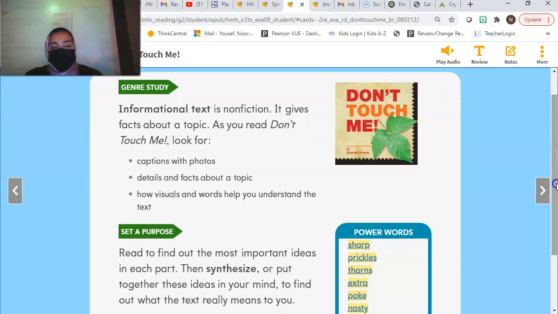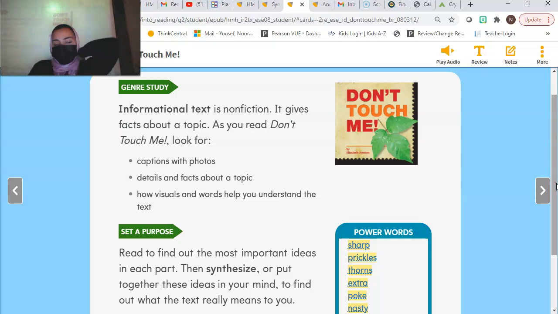How can I synthesize what the whole story means to me? So, the story we're going to read is Don't Touch Me. It's an informational text. It's nonfiction. It gives facts about a topic. So, nonfiction means it's informational. It's real. It gives us information. As you read Don't Touch Me, we're going to look for captions with photos. Remember, captions are the words underneath the photo that tells us what the photo is.